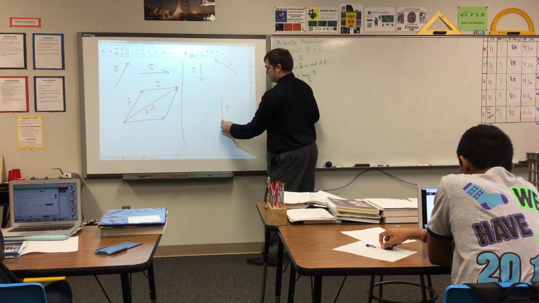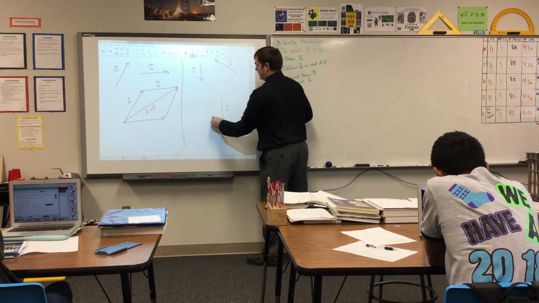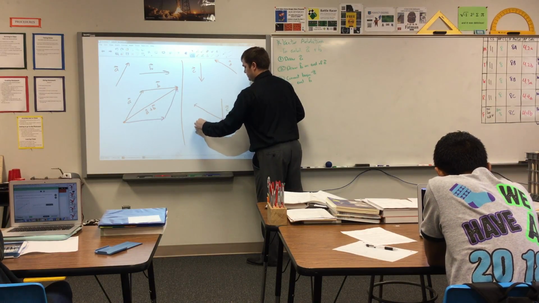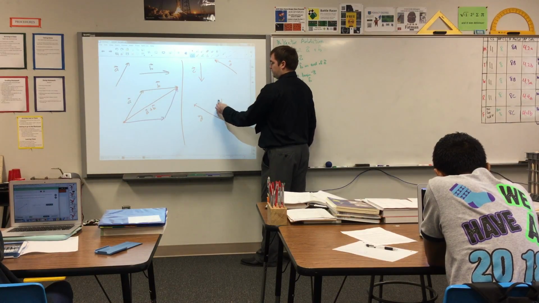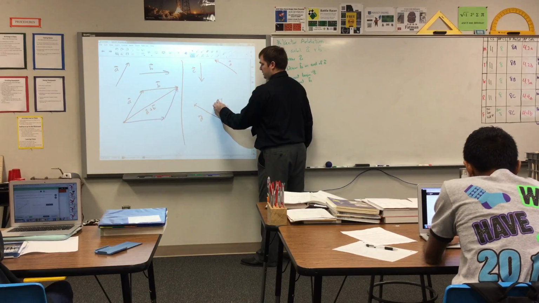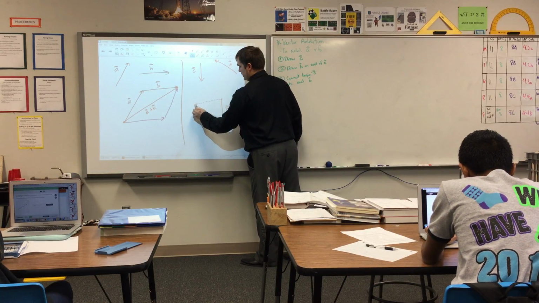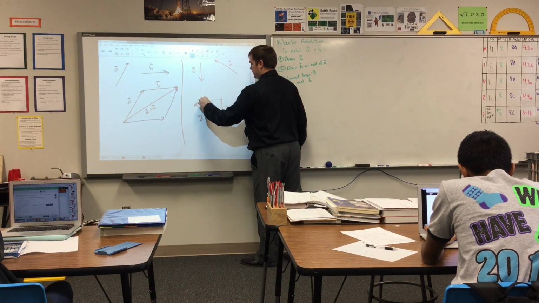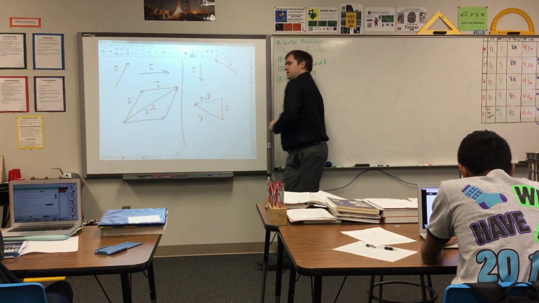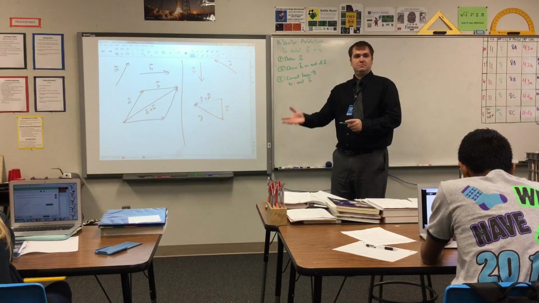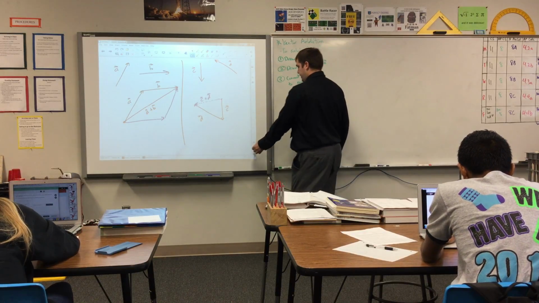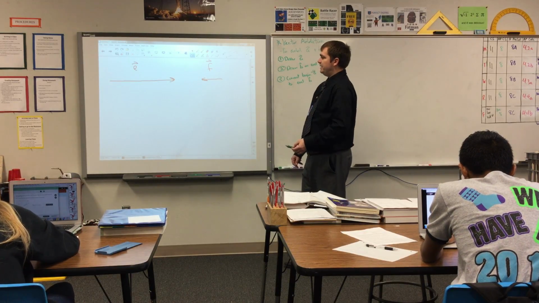Okay, so from right here, I drew D, something kind of like that. And then with a different color, pick the beginning of C and the end of D, and that is C plus D. Any questions? Great. What about E and F?